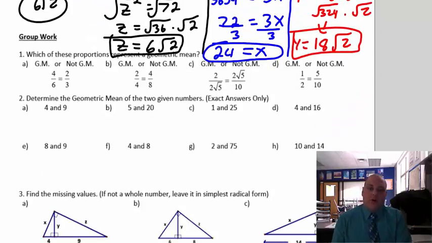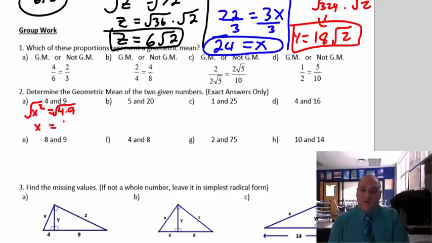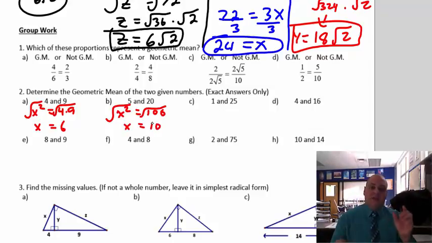I want to do one of the group work because we didn't do one exactly like this in class. Basically they're saying determine the geometric mean. So if you're doing the geometric mean, you're just going to say x squared equals 4 times 9. The geometric mean is the multiplication and then the square root. So 4 times 9 is 36, right? What's the square root of 36? 6. This is 5 times 20, so x squared equals 5 times 20, which is 100, right? And then square root, so the geometric mean would be 10.